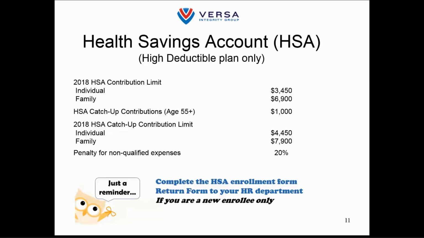The new contribution limits are $3,450 for an individual and $6,900 for a family. For those of you over the age of 55, you will be allowed to have what's called a catch-up contribution, raising your allowable contribution amount by $1,000 up to $4,450 for an individual and $7,900 for a family. But remember, there is still a 20% penalty for any non-qualified expenses.